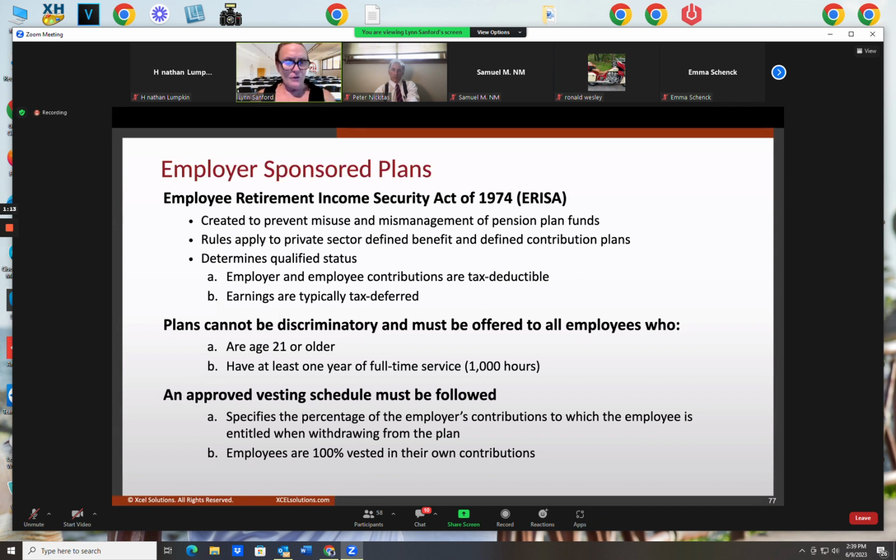An approved vesting schedule must be followed. The vesting schedule is always determined by the employer. We as employees of an employer have no say-so in what the vesting schedule looks like. That's determined by the employer. So an approved vesting schedule must be followed, which specifies the percentage of the employer's contribution to which the employee is entitled when withdrawing. Employees are 100% vested in their own contribution. Let me explain what that terminology means.